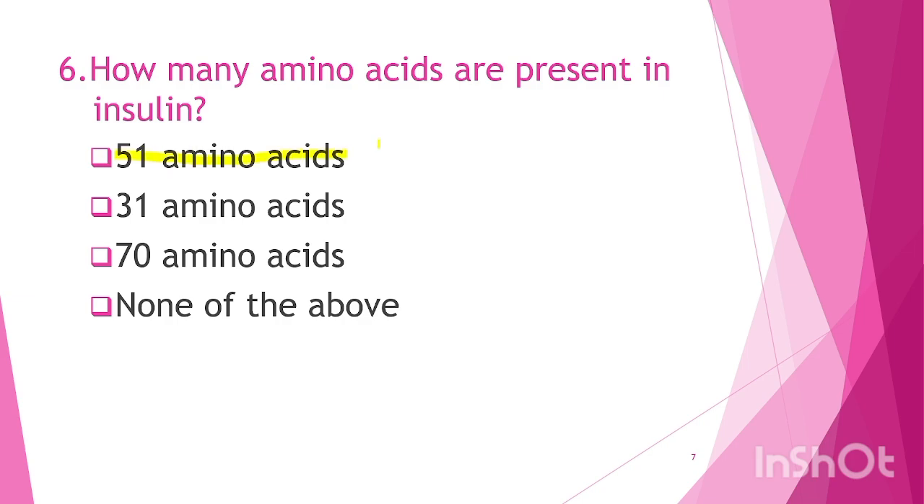In the 51 amino acids, type A and type B, both chains are present. And chain A contains 21 amino acids, and chain B contains 30 amino acids. Both chain A and chain B are connected with disulfide bonds in insulin.